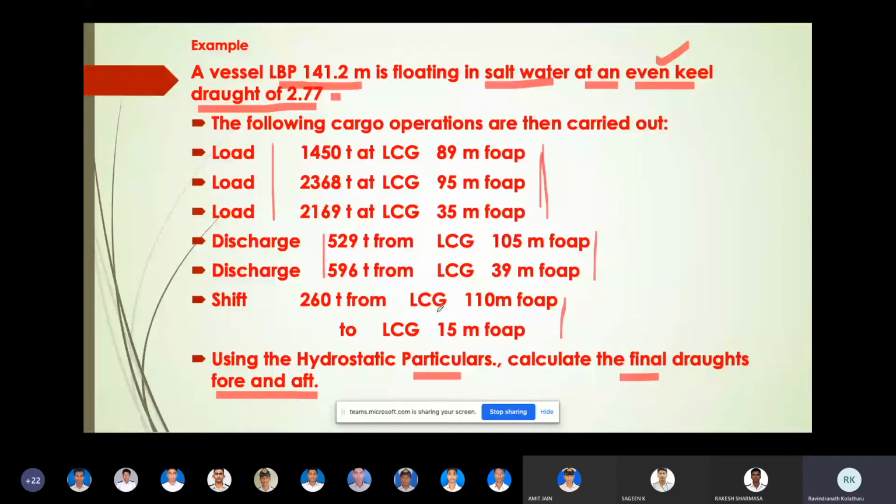So now for shifting, what did we discuss? First we will discharge, and then again we will load. Yeah, exactly. So first we will discharge. We will discharge from which position?